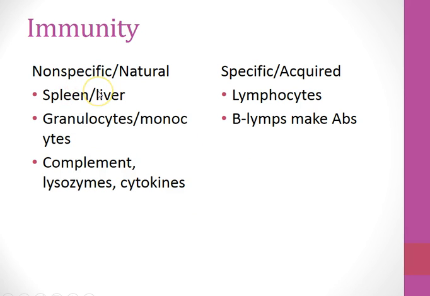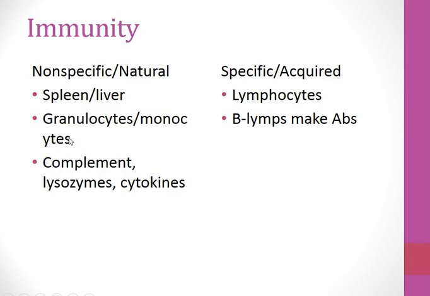The nonspecific and the natural is when the spleen and the liver try to filter the antigen if it's in the bloodstream, and they cause cells to go in and try to fight off that antigen. So there is a cellular response, meaning the cells are going to respond, and these are the granulocytes and the monocytes.